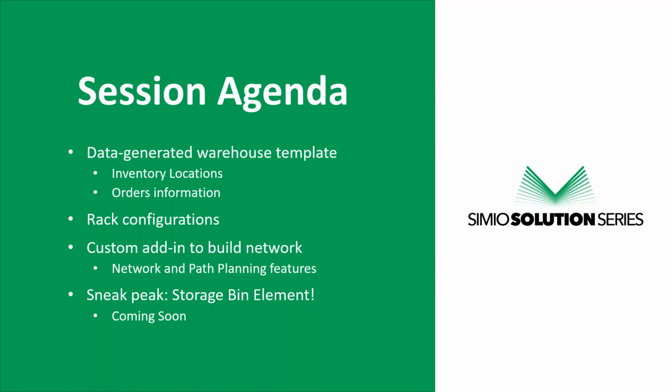I'm going to show you how I integrate inventory locations through data and also order information to drive demand through the system. I'm going to talk about various configurations for modeling a rack or storage rack. We'll also use a custom add-in to build out a travel network through the storage grid. This will be really neat, and I think something that you may not have seen before or may not be aware of. I'm also going to touch on brand new network and path planning features to help orchestrate picking activities while avoiding deadlock. These may be especially pertinent in an automated system like an ASRS, but could also be applied in other ways.